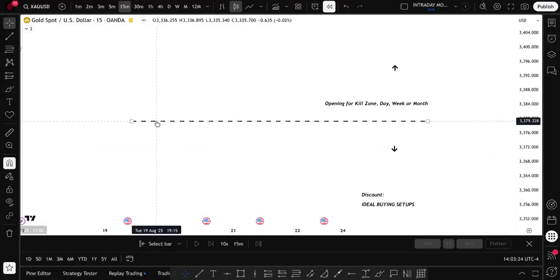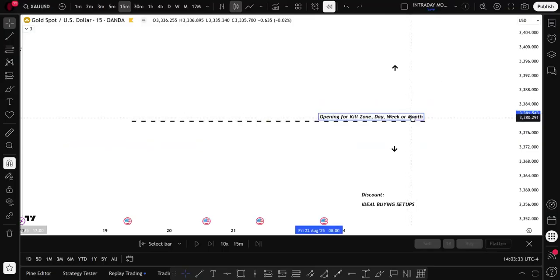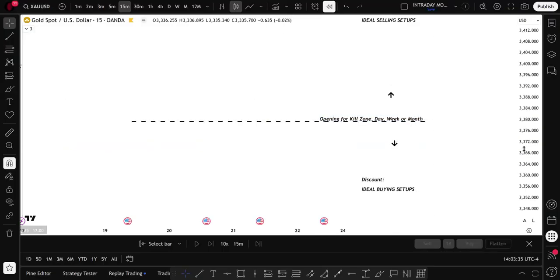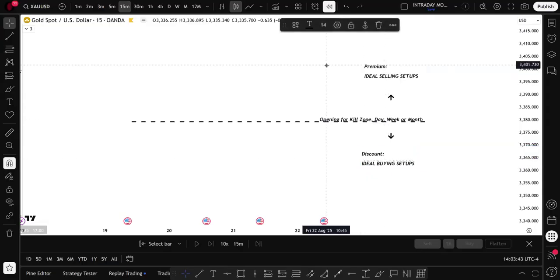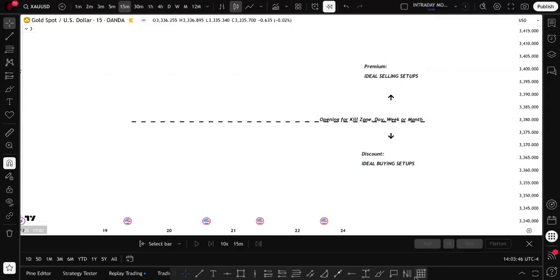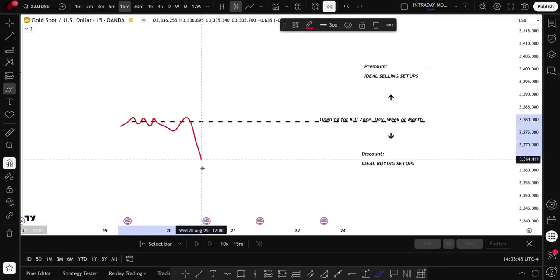So if you can see on my chart here, I have a line that's delineating the opening price of a kill zone, day, week, or month, right? The beginning or opening bid. That's that price point. Now, everything that's below it is going to be discount. That's the automatic assumption. You don't need an indicator to understand where overbought and oversold conditions are. So when price drops below this opening price, it's in a discount condition, which will expose traders to more ideal buy setups.